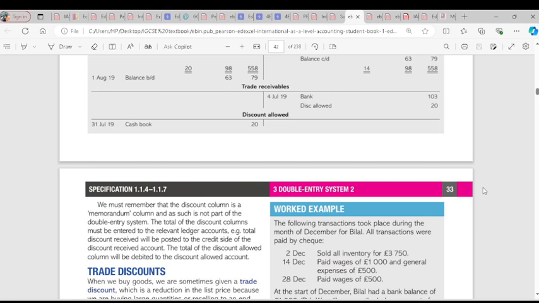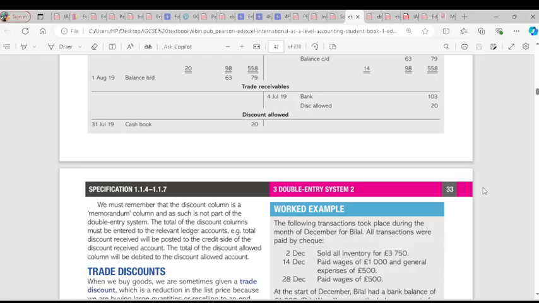Then discount received means the supplier has reduced the amount you are supposed to pay. That is discount received. Is it clear, please? Okay. So both of them are cash discounts, and both of them encourage prompt payment.